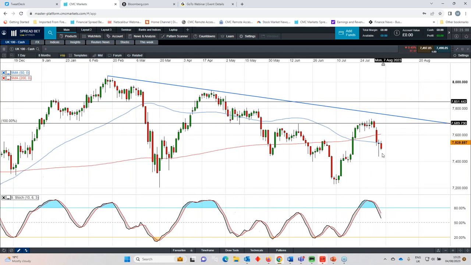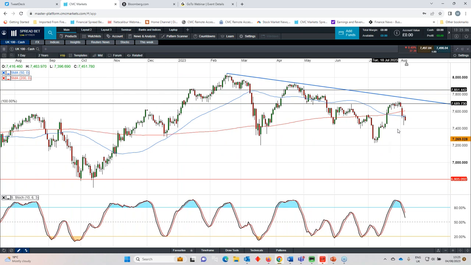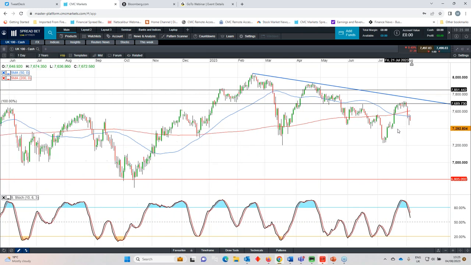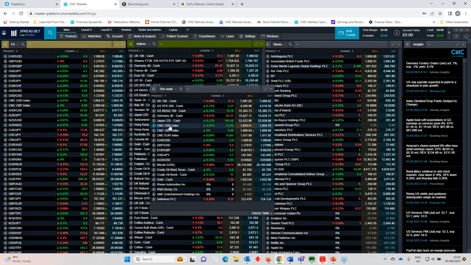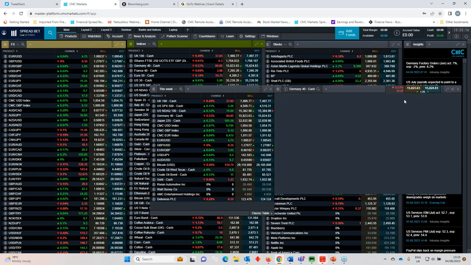What was particularly interesting yesterday was we closed pretty much off the lows of the day, which suggests there is still demand for buying equities on the dip. The biggest question is, how far will this dip last? If we look at the DAX, again, we're looking a little bit soft.